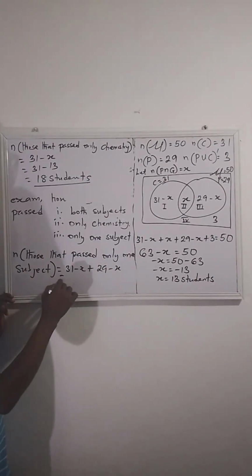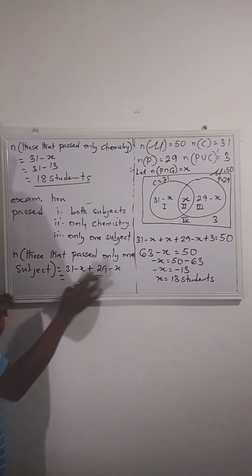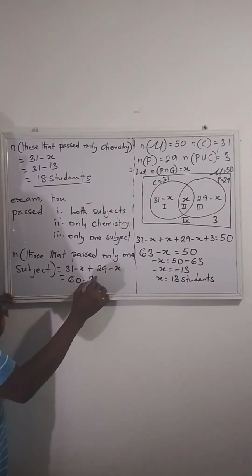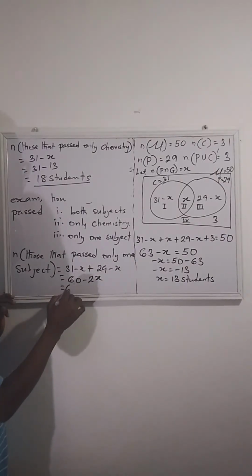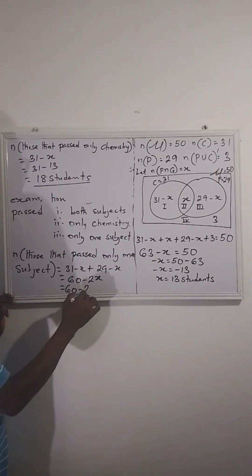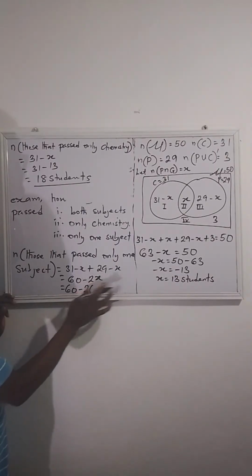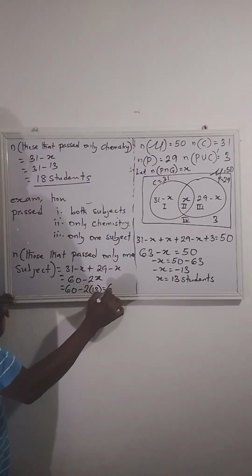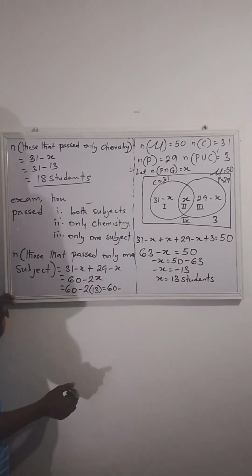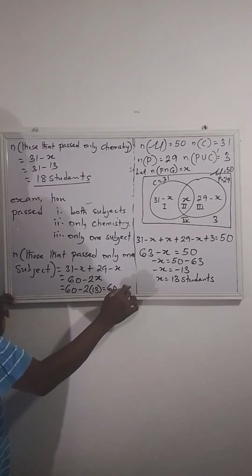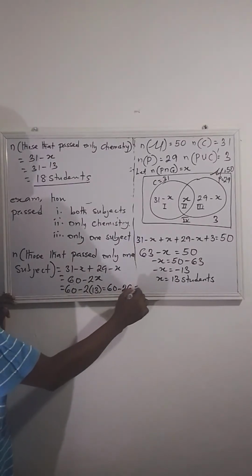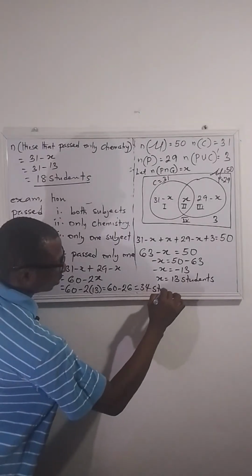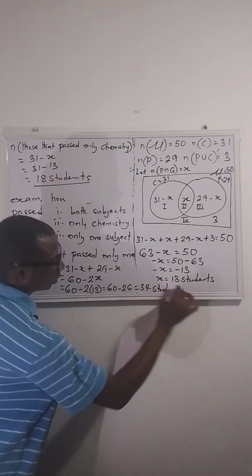You get that? So you add the numbers together. When you add this and this together, you have 60. So 60 minus 2x. So that would be what? 60 minus 2 times x. X is 13. So that's the same thing as 60 minus 26. So that is what? 34 students. Good.